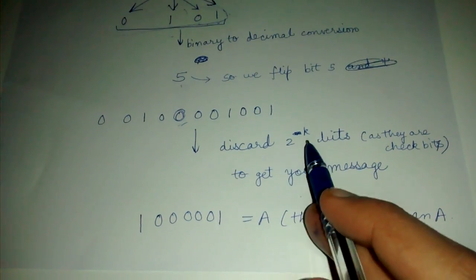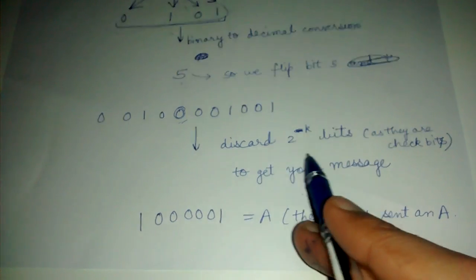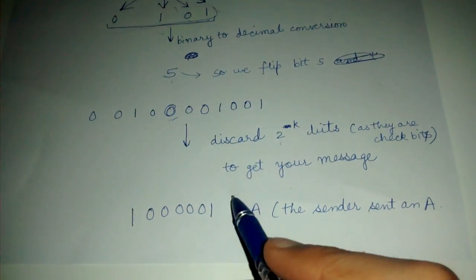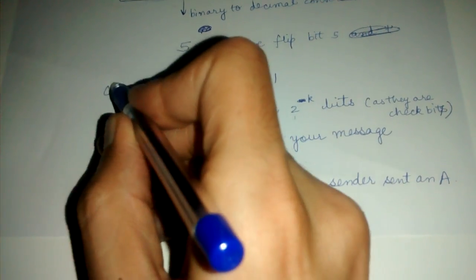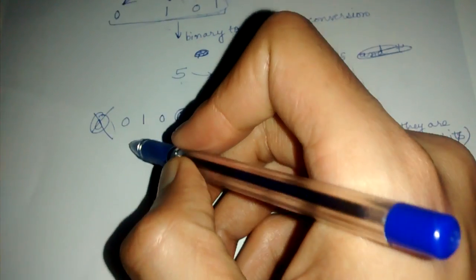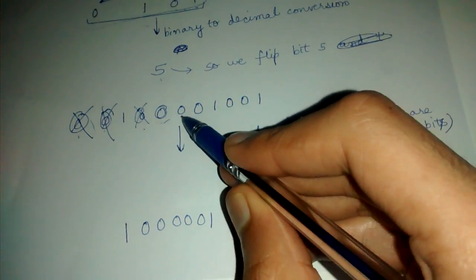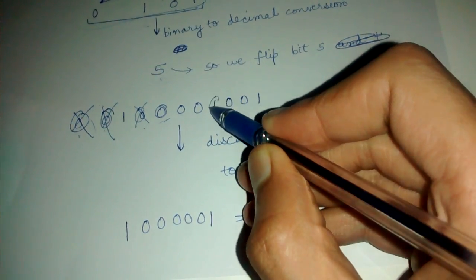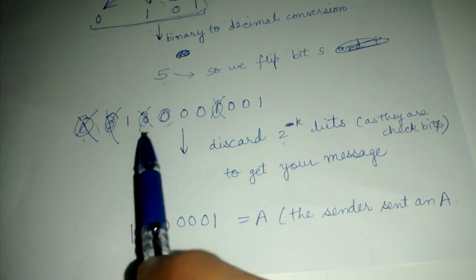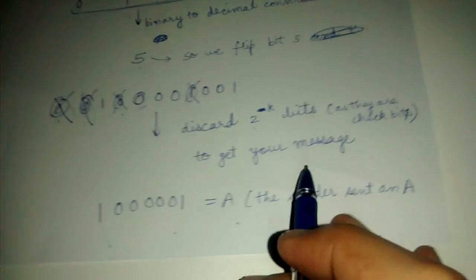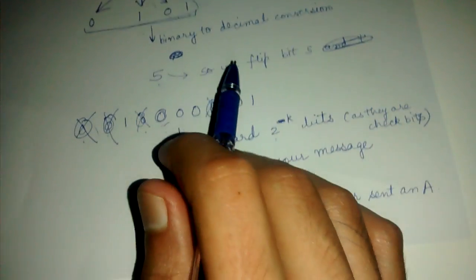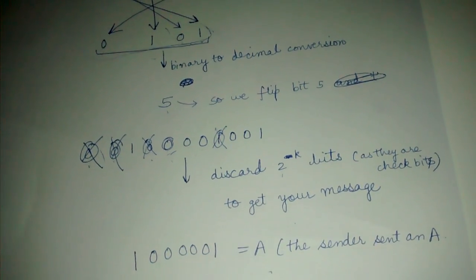We discard the bits occurring at power-of-2 positions, because they are check bits, to get our message. So we discard this one, 1, 2, 4, this one we discard, 5, 6, 7, 8, this one we discard. So 1 0 0 0 0 0 1, which is A, the sender has sent A. So the receiver has finally got the correct message.